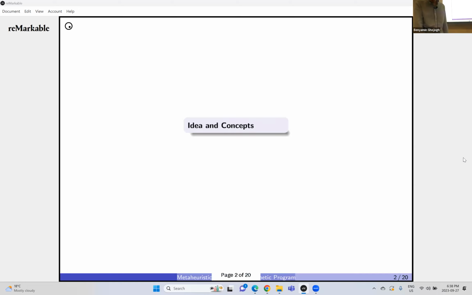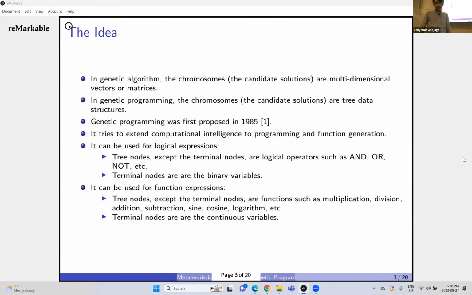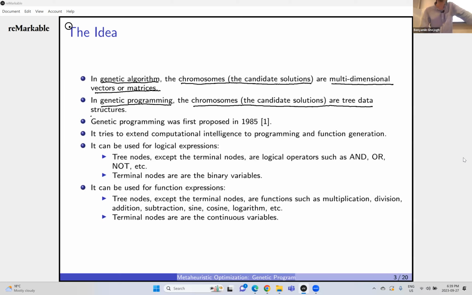So, idea and concepts. In genetic algorithm, the chromosomes, which were the candidate solutions, are multidimensional vectors or matrices. We saw genetic algorithm in the previous session, and we saw that the chromosomes are multidimensional vectors or matrices, right? But in genetic programming, guys, please focus on this because I believe this is important. The chromosomes or the candidate solutions are tree data structures.